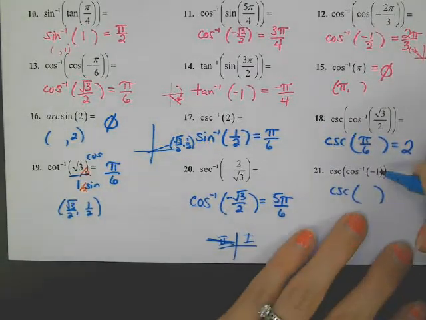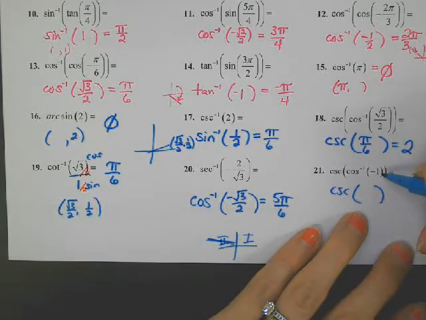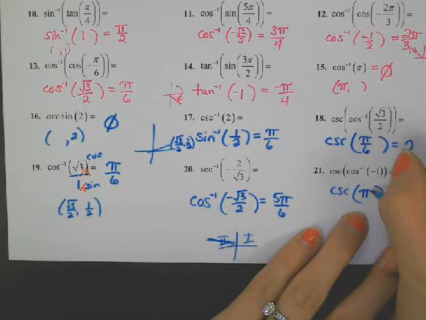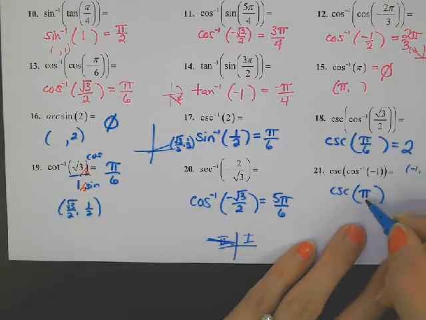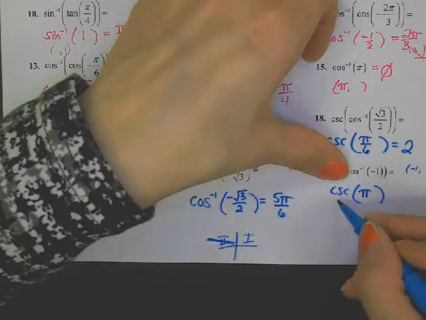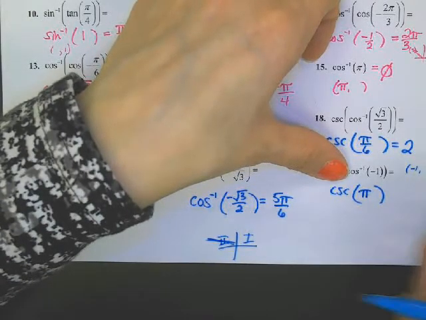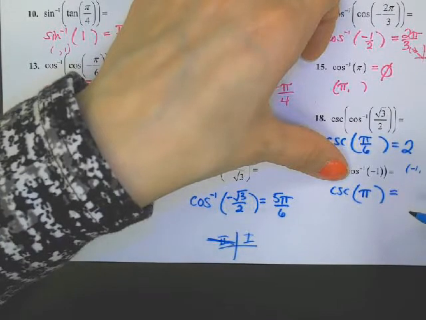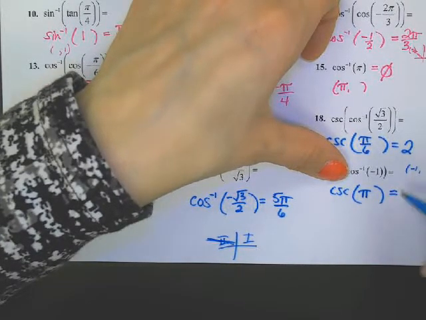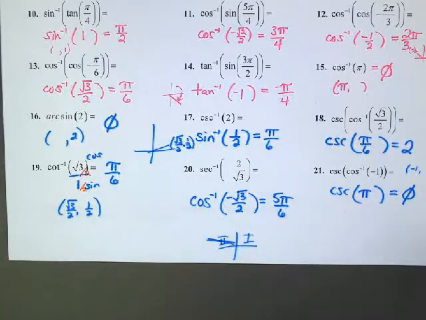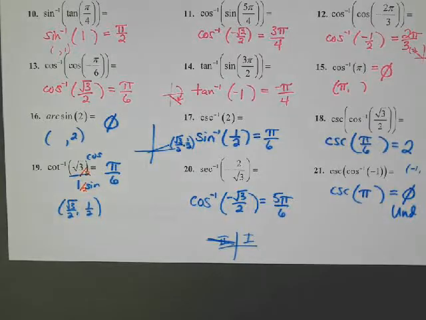Okay, last one. Cosecant of. What angle has -1 for the cosine? -1 comma something. That's going to be pi. Okay, stay at pi. Stay there. Think about the sine. Think about the sine and then reciprocate it, please. I sure hope you said no solution or undefined. Undefined.